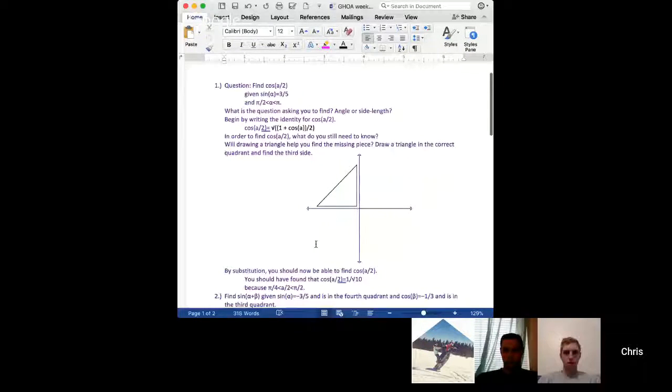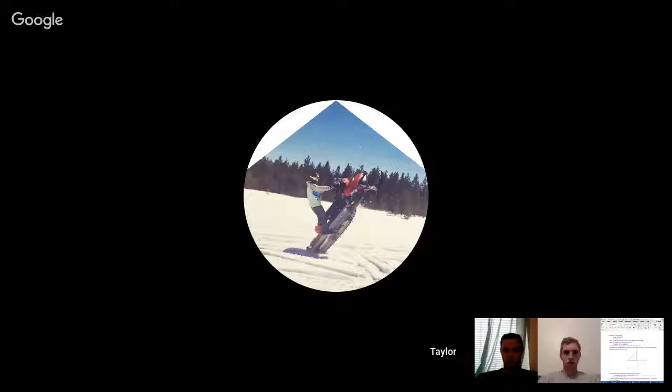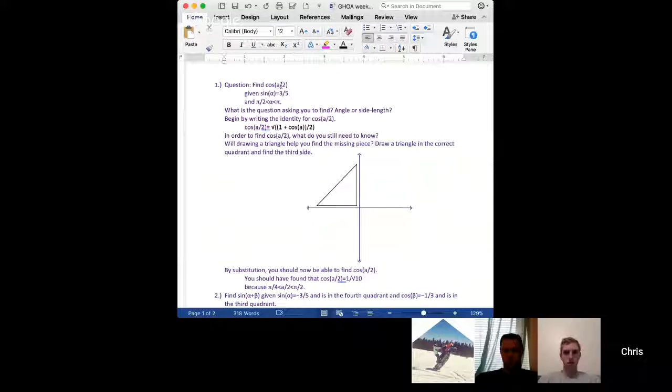Okay. So it says, question. Find cosine of, well, I don't get this, but I think I do. She uses alpha and little a intermittently, so it means the same thing, I think. So find the cosine of alpha divided by 2, given that sine of alpha equals 3 divided by 5, and that alpha is between pi halves and pi.